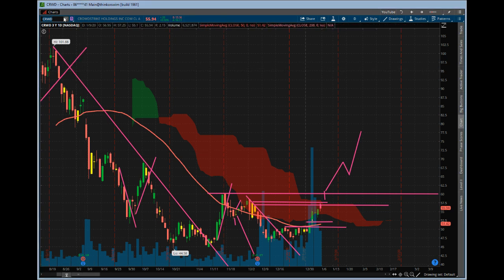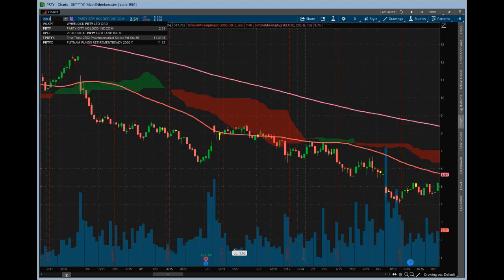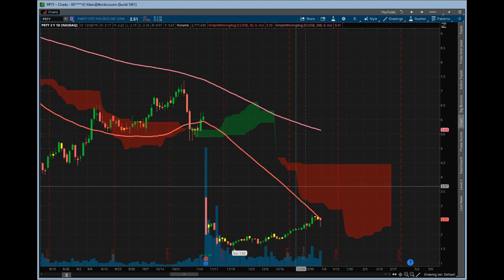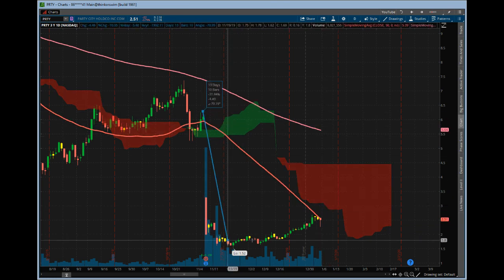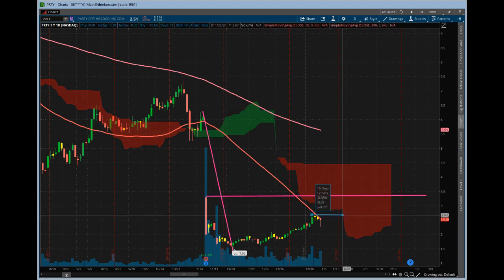And PRTY? Party City! Hey, I love this. This trend line here looks just like a moving average, right? So again, all these levels are good. That's your main level right here. That's your temporary level right there. See if we can get over those.